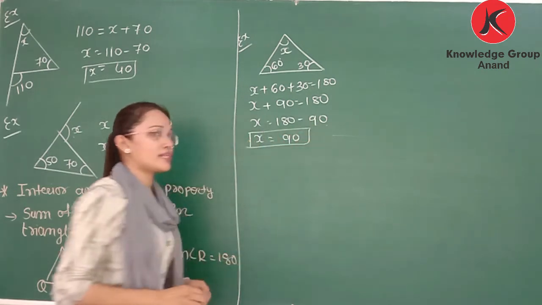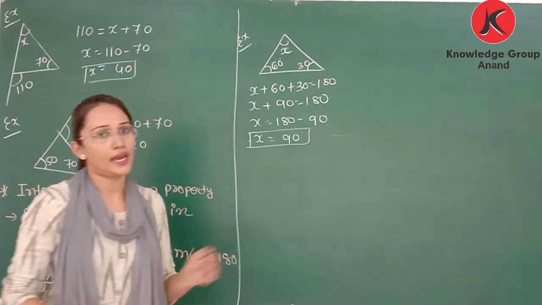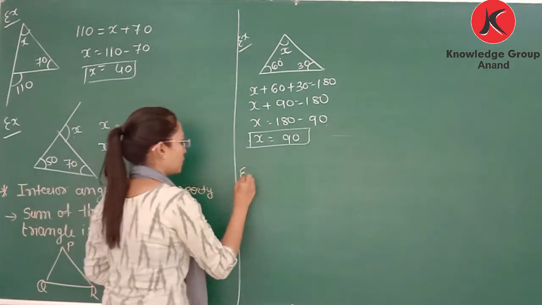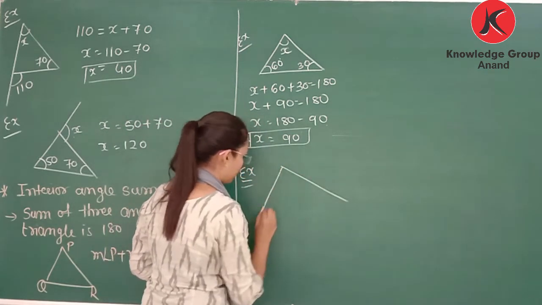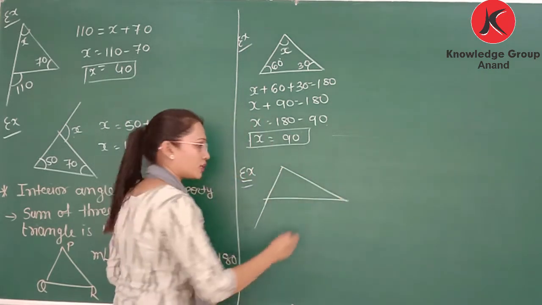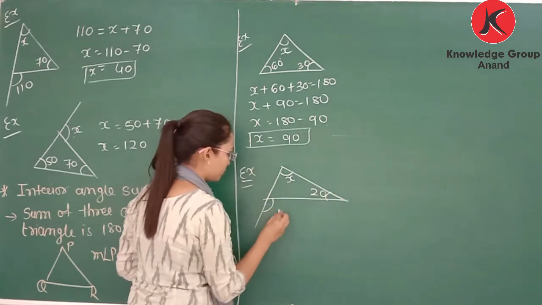Also we saw some examples in which we need to use the concept of interior angle sum property and exterior angle sum property. So let's say this kind of figure is given. This is 20. This is X.